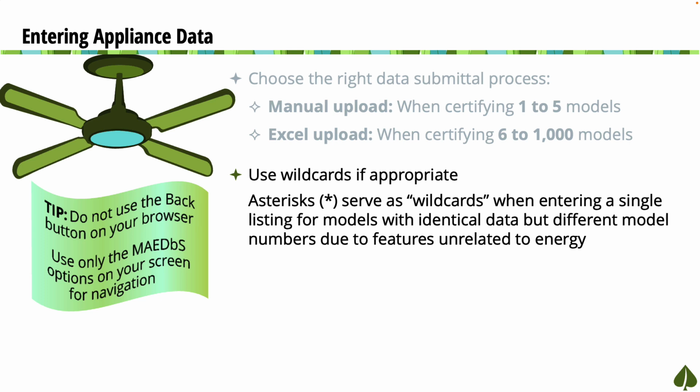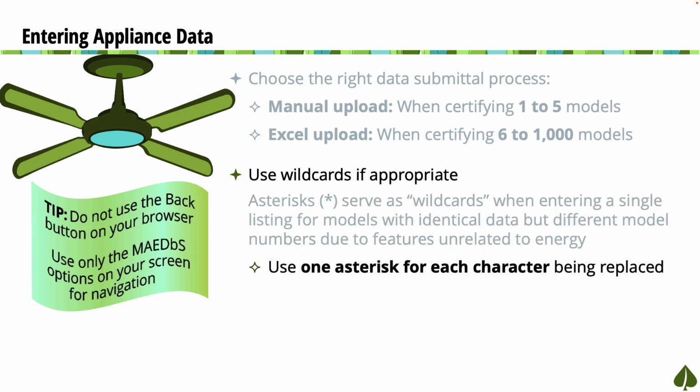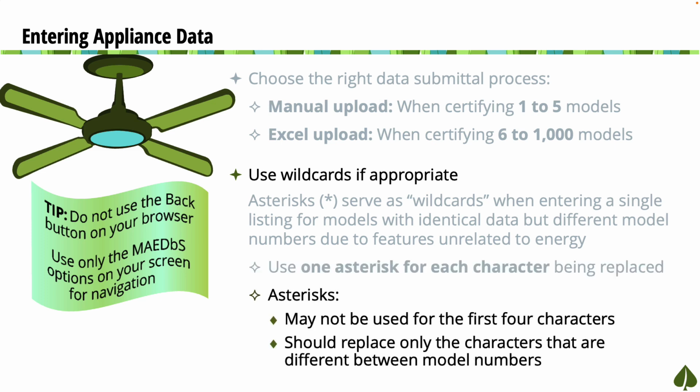The good news is, as you're entering appliance data, you can use wildcards, asterisks, when needed. This limits the number of models you need to certify. The only qualification is that the performance data for each model must be identical, and the model numbers must only be different due to features unrelated to energy. When entering a single listing for models that have identical data but different model numbers, use an asterisk for each character being replaced. Asterisks can't be used for the first 4 characters and should only replace the characters that are different between model numbers.